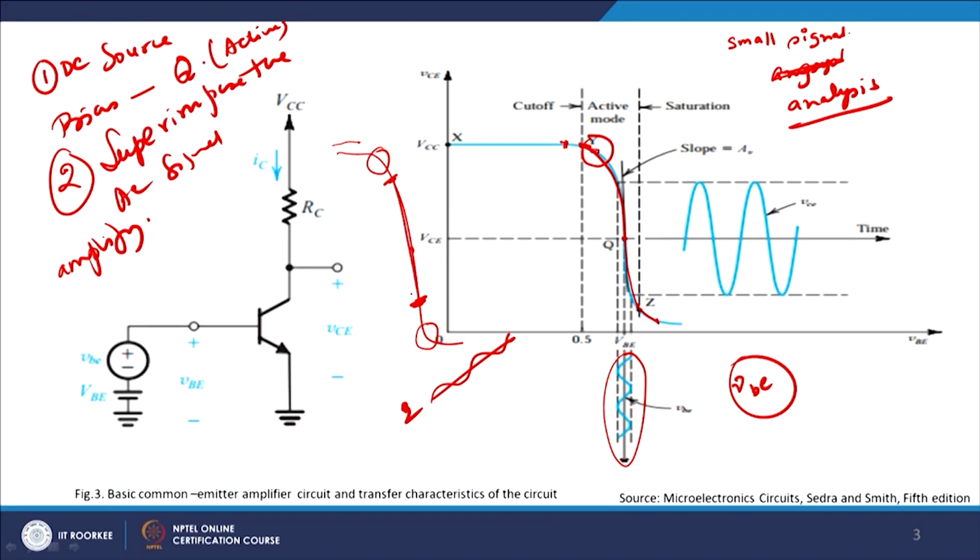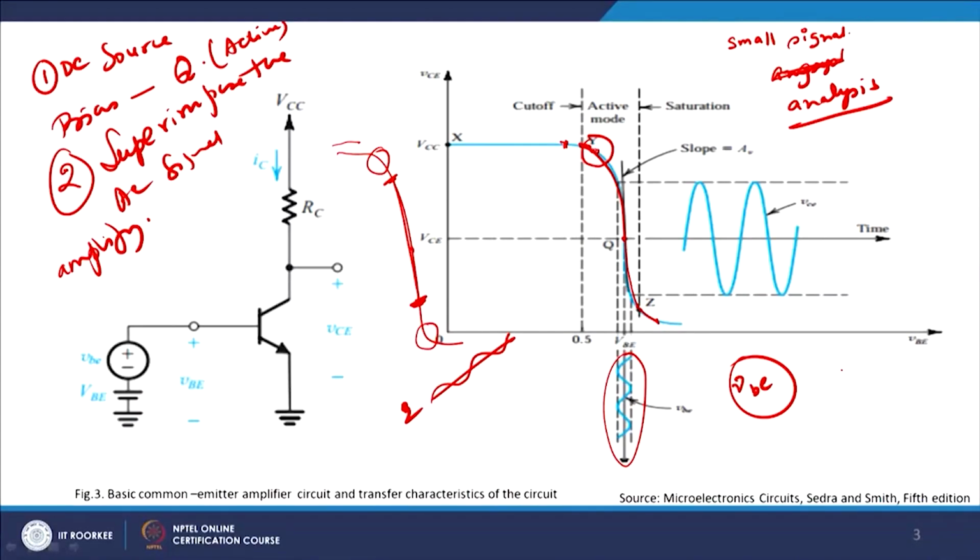So you should be very careful how you are biasing your device. Depending on that you will get the output. So depending on that you are getting output here, which is 180 degree phase shifted, as well as amplified by a factor which is known to you. So what will be the small signal gain which you will get? AV will be equal to VCE divided by VBE. Typically that will be the voltage gain which you will see out of this signal, right. So with this we have understood the basic amplification process of a BJT.